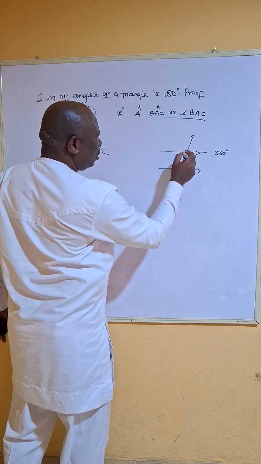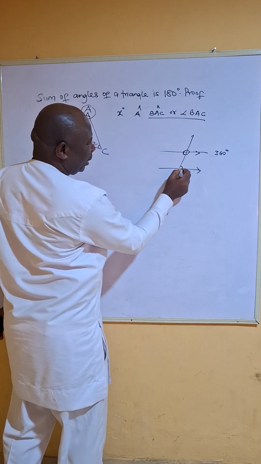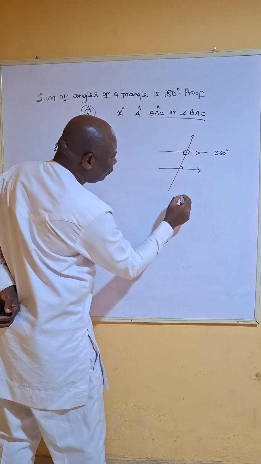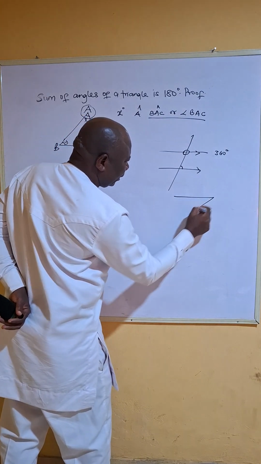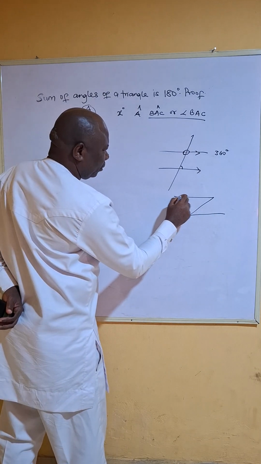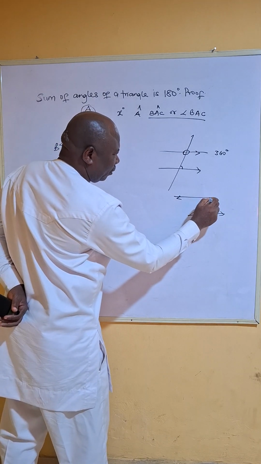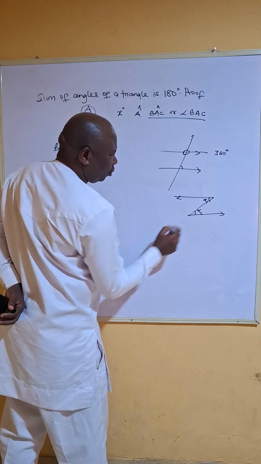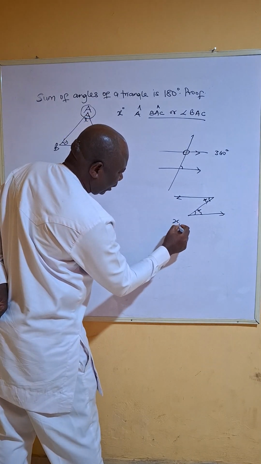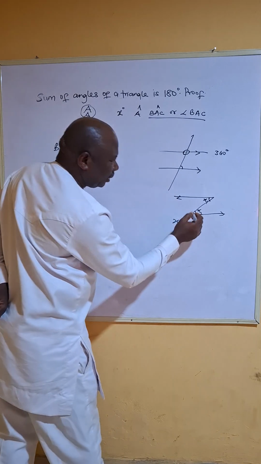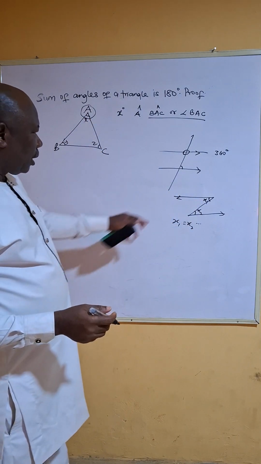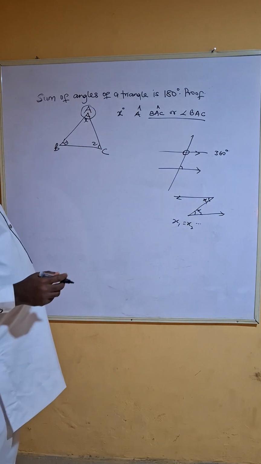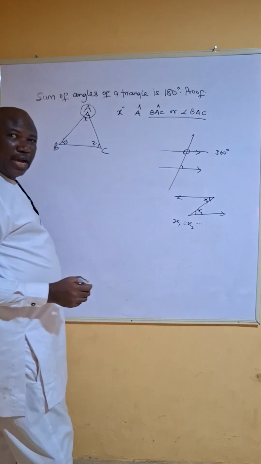We have what we call alternate angles. If you look at the diagram very well, you will see that it forms something like Z. This one is parallel to this. So whatever you have here, let's assume that this one is X1, then this one is X2. We can say X1 is equal to X2. The reason behind this is alternate angles are equal. We say that they are alternate to each other.